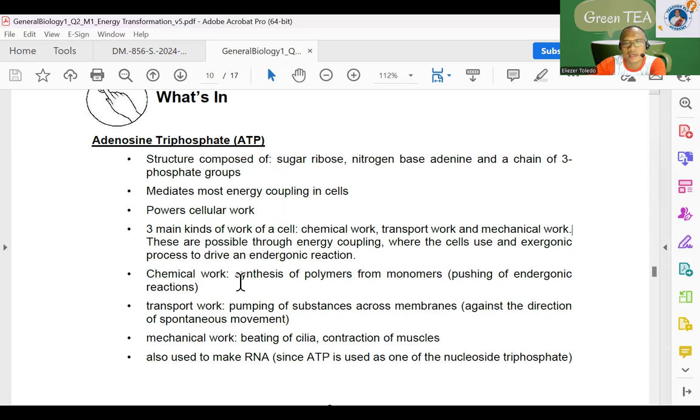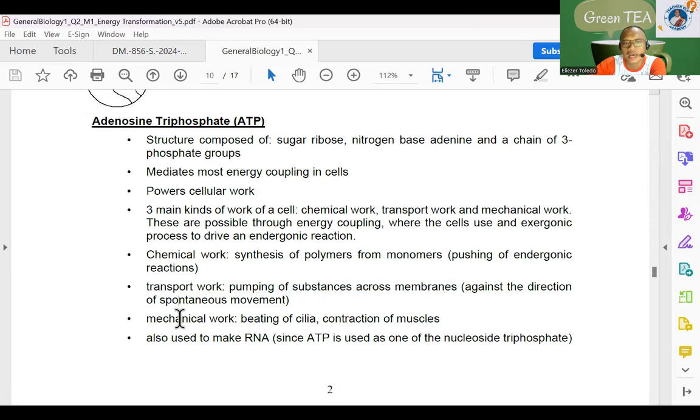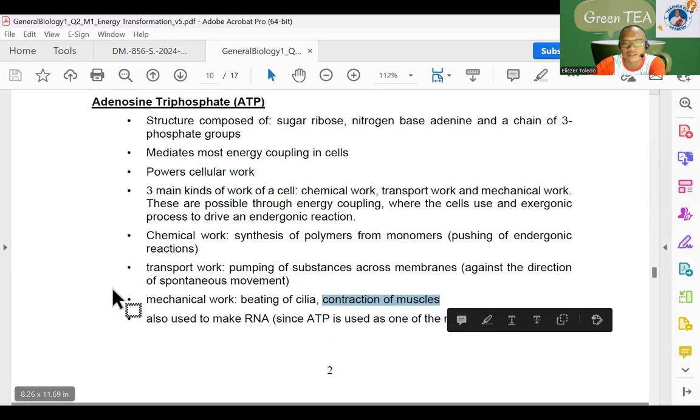What is chemical work? The synthesis of polymers from monomers. Transport is the pumping of substances across membranes, which we know already. And then mechanical work is what allows us to move. Examples are the beating of cilia and the contraction of muscles.